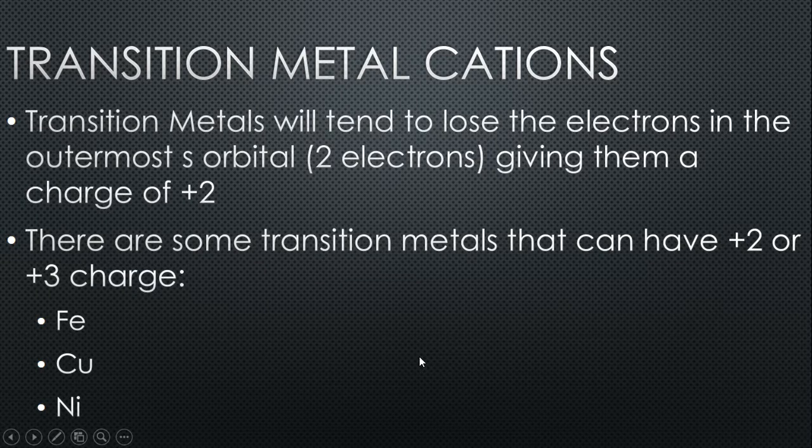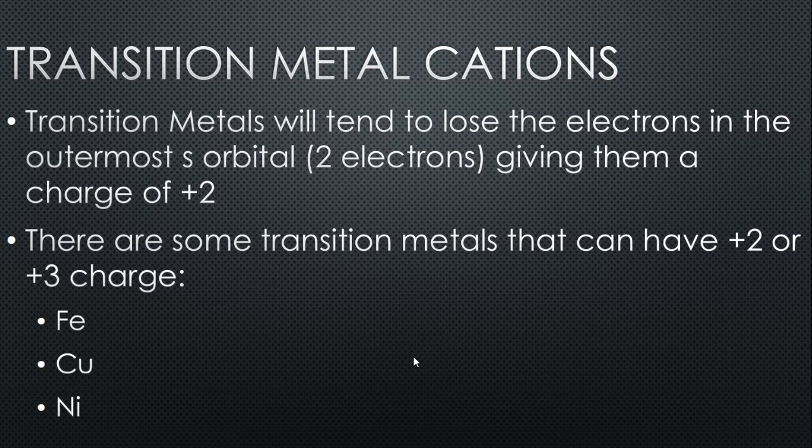Transition metals are kind of funny when it comes to cations. They tend to lose the electrons in the outermost s orbital, which is 2 electrons, giving them a charge of +2. However, because they do have those d orbitals in there, they can lose different things to get a number of charges, depending on what chemistry is taking place. So if I'm guessing what a charge is for a transition metal, +2 would be a good safe bet for a guess. And throughout this unit, we'll go over different exceptions to that rule.